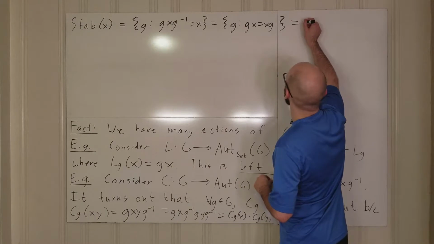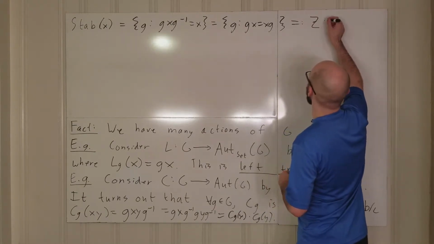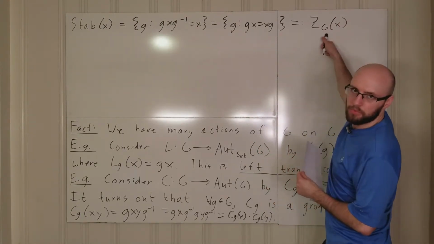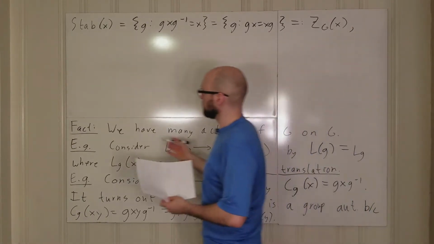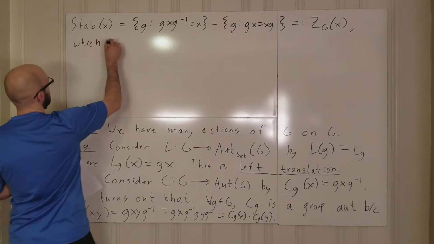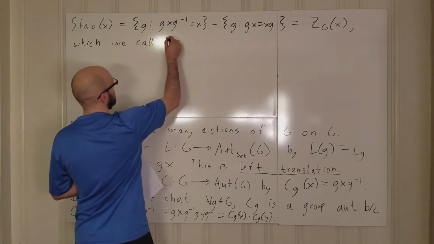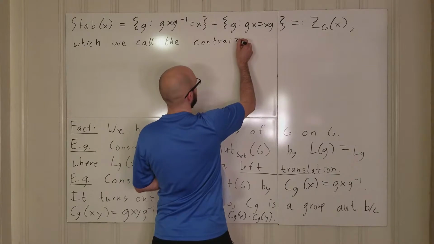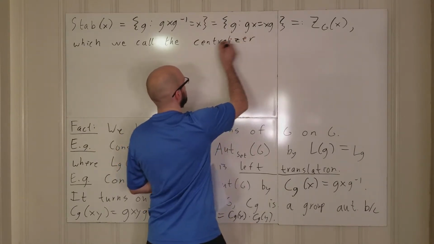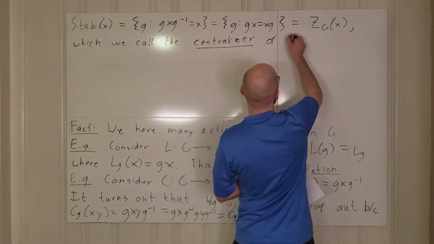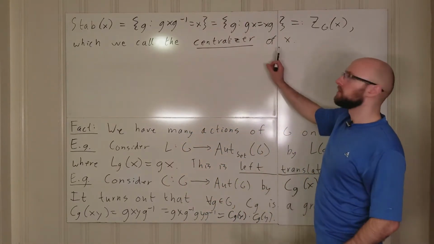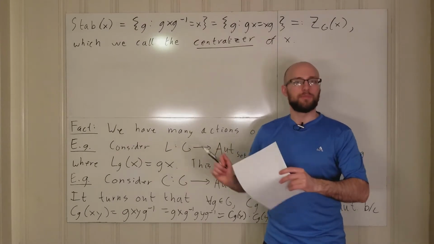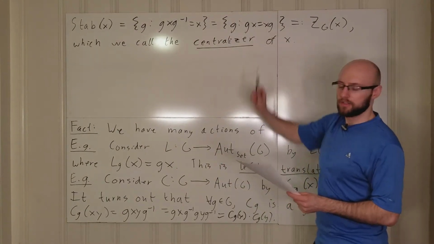And this is defined as Z_G(x), and sometimes we won't write the G there, which we call the centralizer of x. So the centralizer, if you look at this, what it says is the centralizer of x is the collection of elements of G which commute with x. Because that's exactly what this says here.